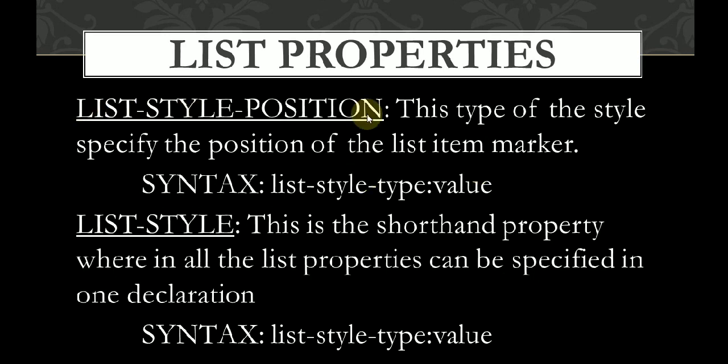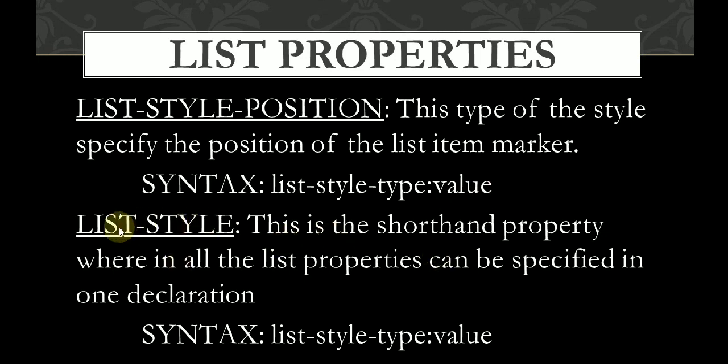Okay, next is the positioning. This list property is used to specify the position of the list marker. If you want to put it inside, it shows on the left side, or outside, meaning it shows on the right side. For the syntax, you write list style position, a colon, then put the value. In place of the value, you can write inside or outside. Okay.